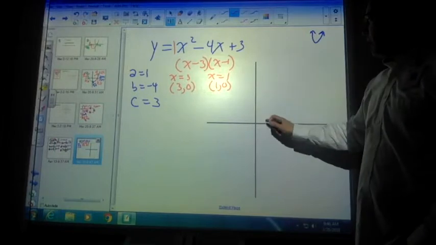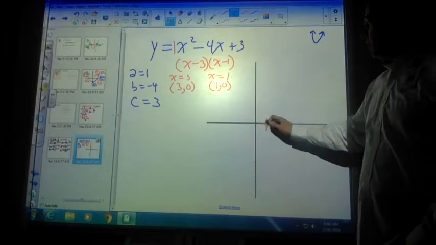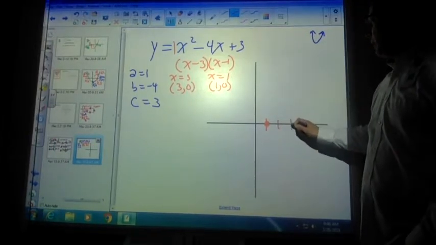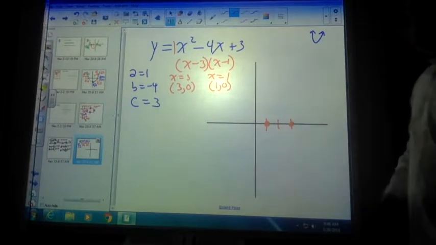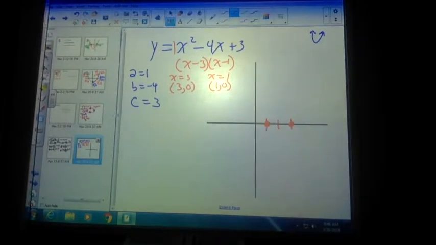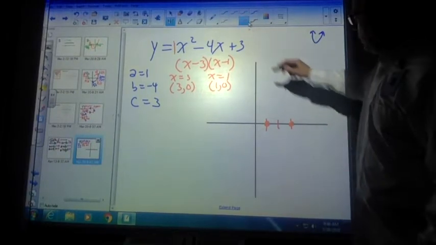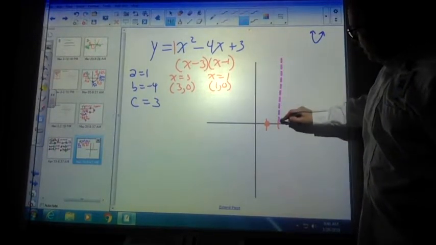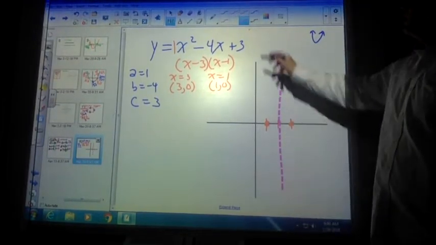All right, so I'm going to plot 1, 0 and 3, 0. So we have the roots. We have the roots because we factored it. What do you think will guarantee happen in between those 2 points right now? The line of symmetry, the axis of symmetry. Okay, so guaranteed right here, in between these 2 points, is our axis of symmetry.